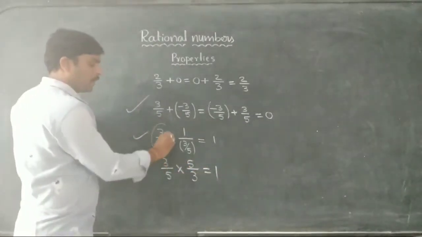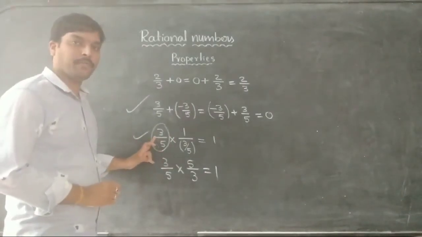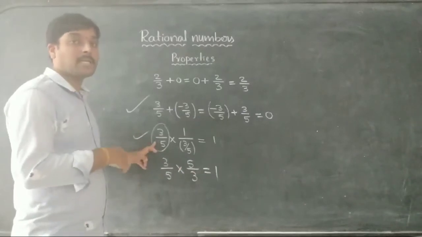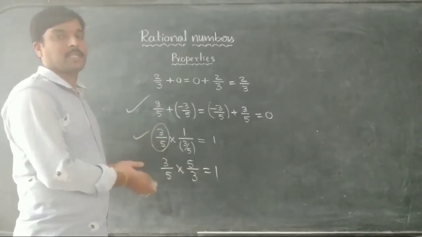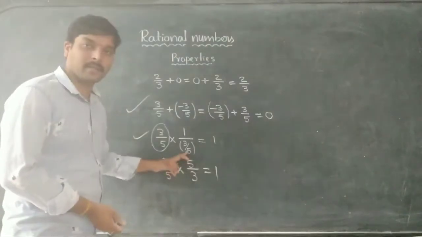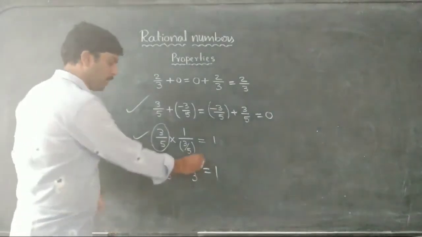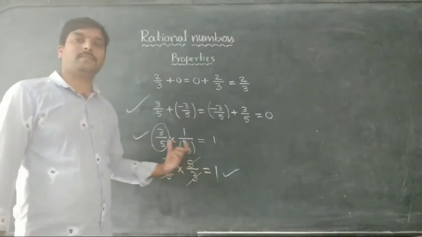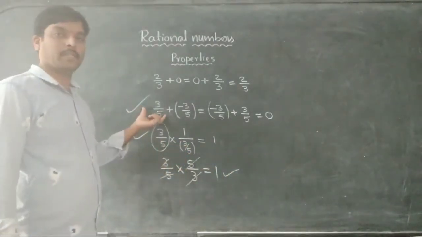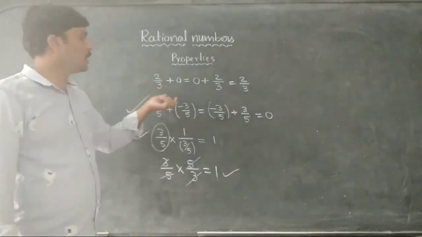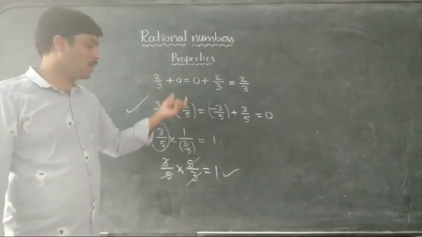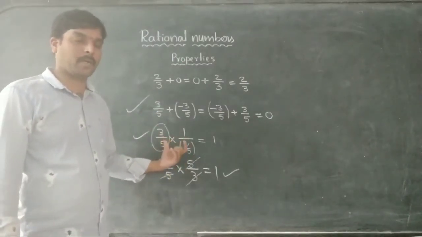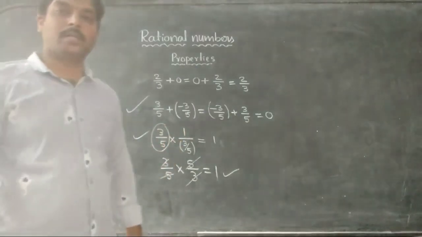The multiplicative inverse of 3 by 5 is its reciprocal, meaning 5 by 3. 3 by 5 into 5 by 3: 5 and 5 cancel, 3 and 3 cancel. Finally we get 1. So these are the multiplicative inverse property, additive inverse property, and additive identity property. 0 is the additive identity element. 1 is the multiplicative identity element. Don't forget this property. Finally, the last property is the distributive property.